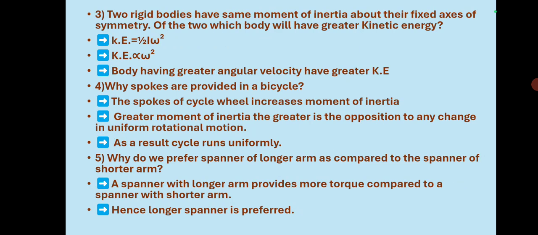Two rigid bodies have the same moment of inertia about their fixed axes of symmetry. Of the two, which body will have greater kinetic energy? The kinetic energy formula is half I omega square. That is, kinetic energy is proportional to omega square. That is, the body having greater angular velocity will have greater kinetic energy.